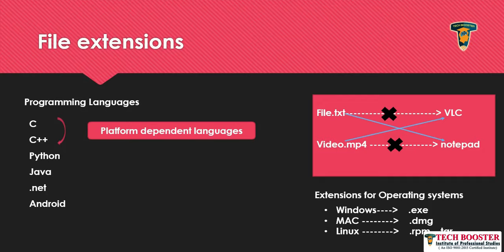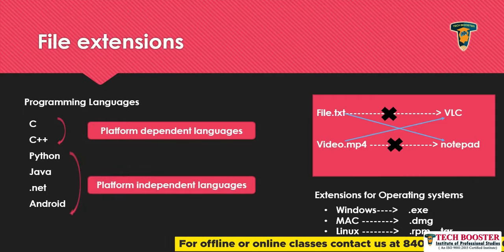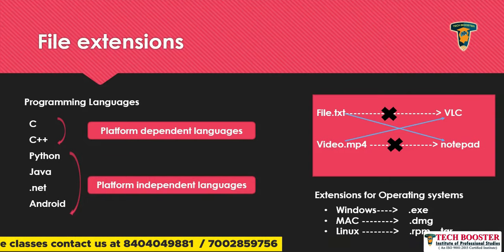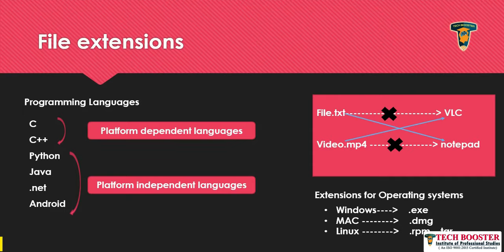Whereas if you consider other programming languages like Python, Java, .NET, Android and others, they are platform independent languages, and these languages can be used to develop either standalone applications or web-based applications. They can be used for either purpose. Now you might have a question: then why use C, or why learn C or C++?